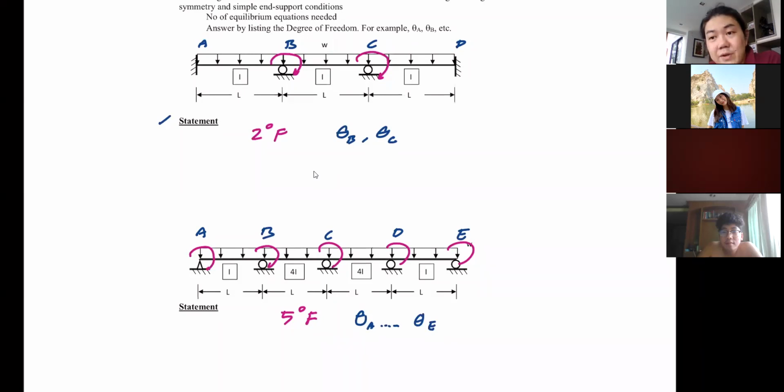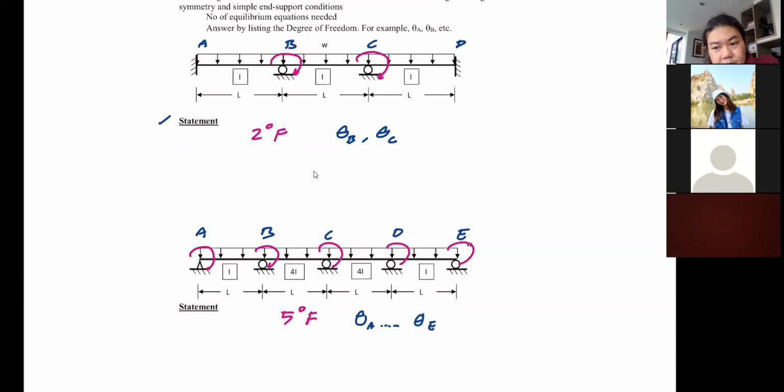Now, I don't know if you have had any class that has taught you about symmetry, but these two beams, they are symmetric, right? Do you agree? Yes, yes. They are symmetric structures. So what can you tell about the symmetric structure? Why are they symmetric?